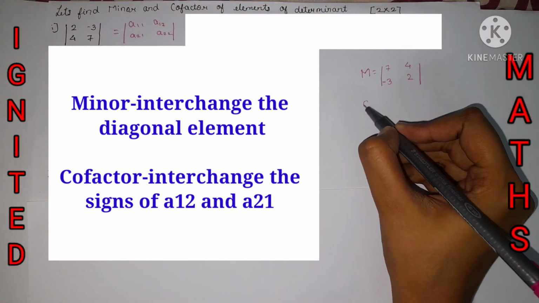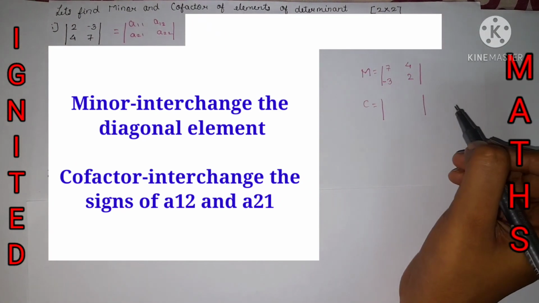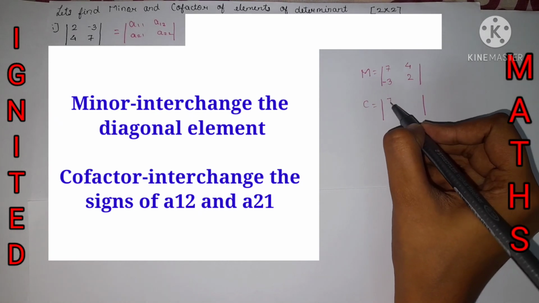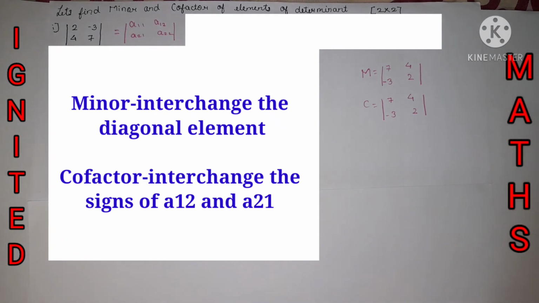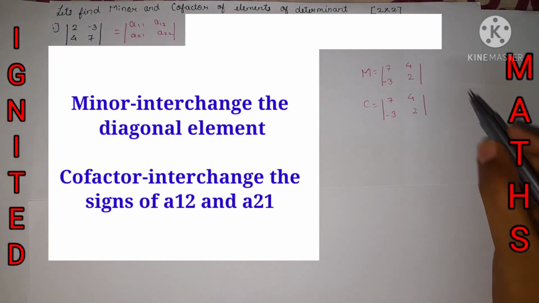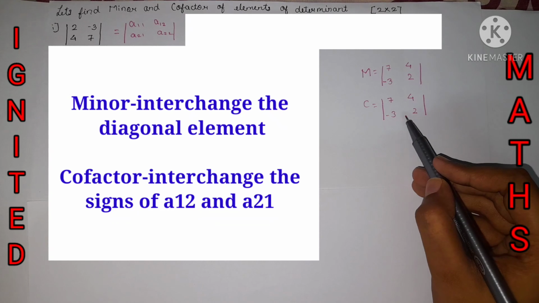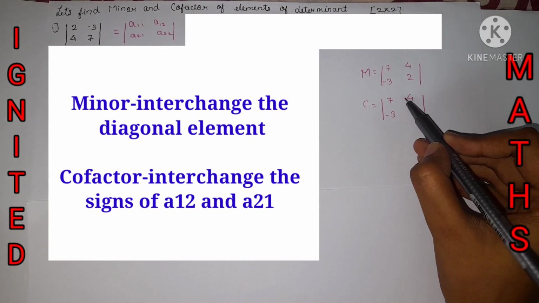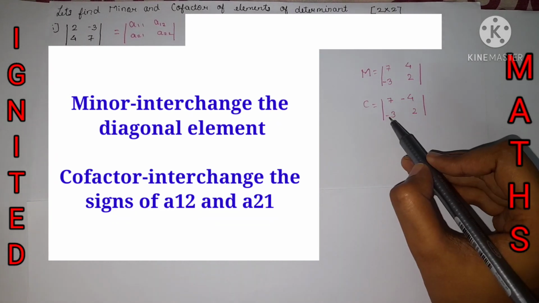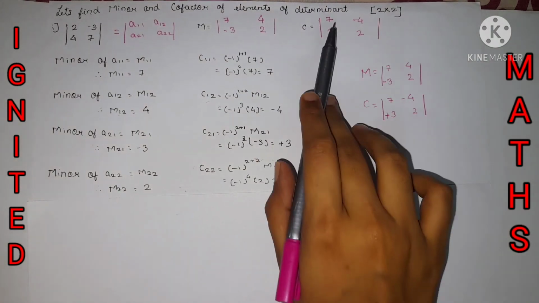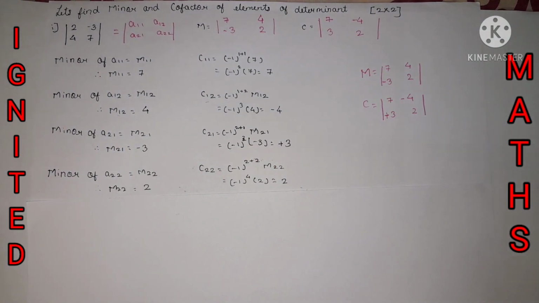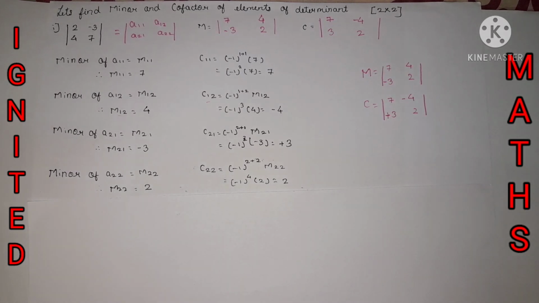Now cofactor elements. For finding the cofactor elements, just write the minor elements as they are. Yes, we have written them, and we need to change the sign for the elements A12 and A21. For A12 it's positive, so convert into negative. For A21 it's negative, convert into positive. This is how we need to change the sign of the A12 and A21 elements. If we cross check with the answer, it's absolutely the same. That is, with using the trick we found the minor and cofactor, and without using the trick also we have found it.